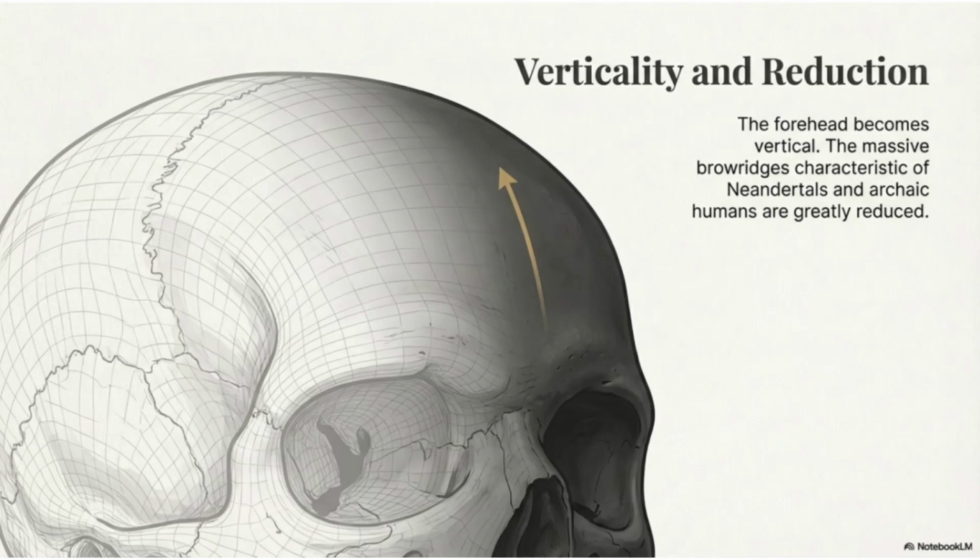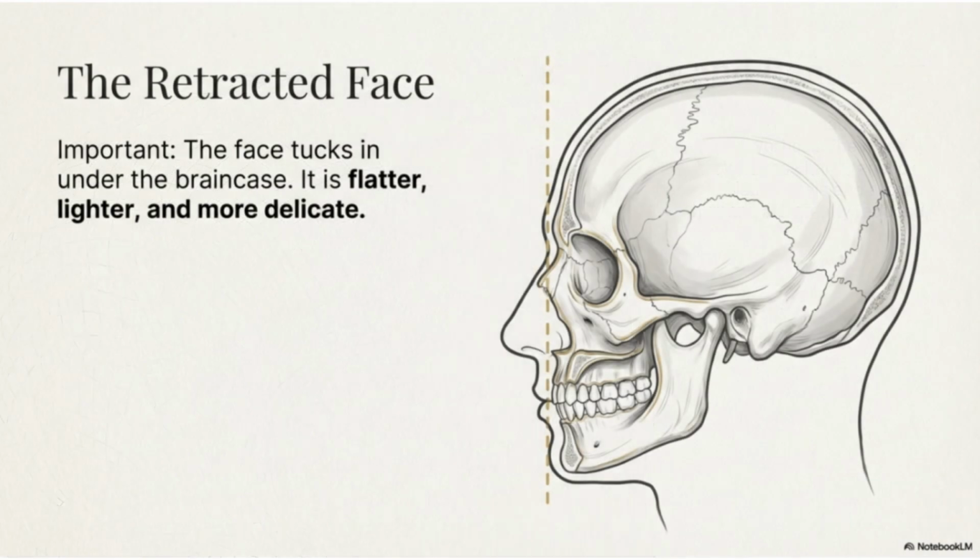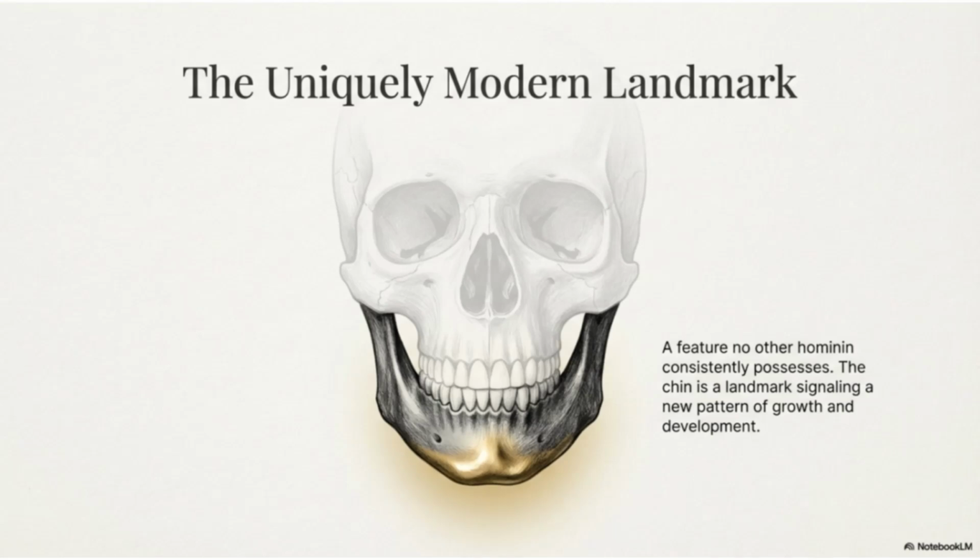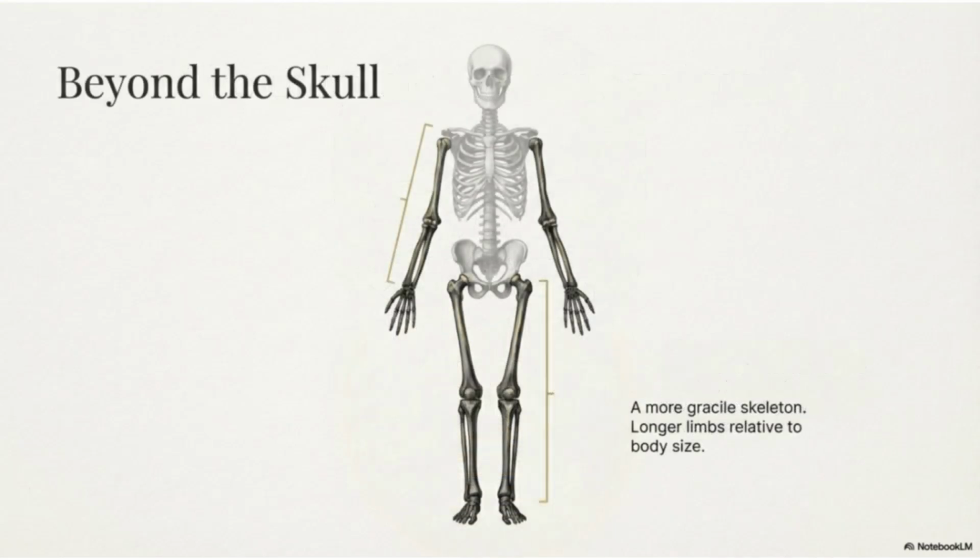Now, this part is important. The face tucks in under the brain case. It's flatter, lighter, and more delicate. And then there's the chin. You might take it for granted, but the chin is a uniquely modern human feature. No other hominin consistently has one. Think about this as a kind of landmark that tells us we're dealing with a different pattern of growth and development. As we move beyond the skull, let's look at the body.